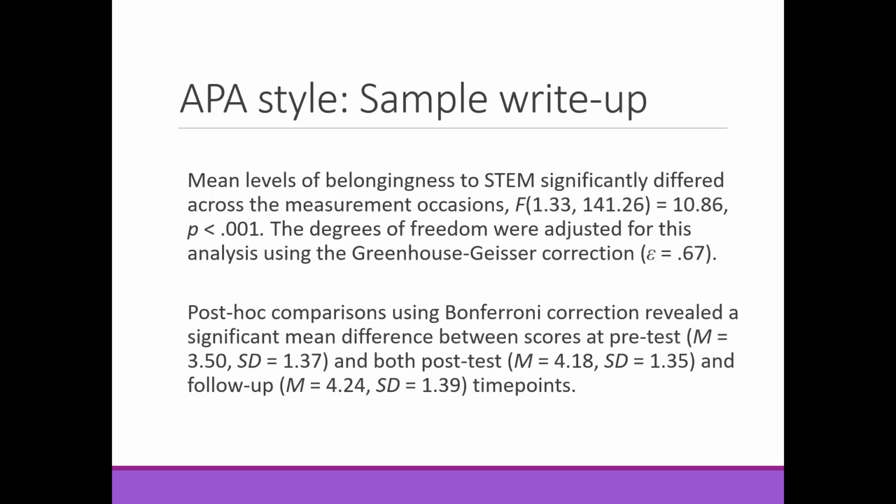And so here is the APA style sample write-up now augmented with the report of the post-hoc test result. And so post-hoc comparisons using Bonferroni correction revealed a significant mean difference between scores of pre-test and both post-test and follow-up time points. And I've included the mean and the standard deviation for those time points just so that it's easier for the reader to interpret. But the most basic information is to point out where there were significant differences. And if you wanted to provide the reader with a little bit more information, you can add mean and standard deviation like I did, and that would be pretty good practice so that the reader can eyeball and figure out the magnitude of the differences, for example.